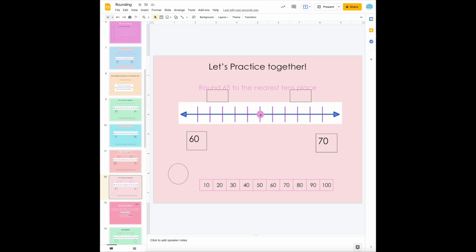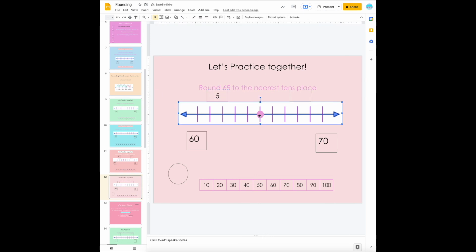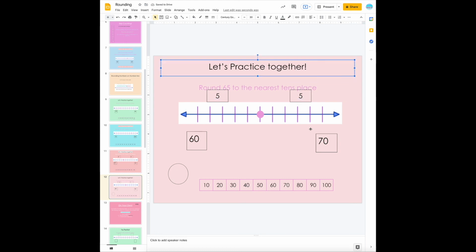Okay, so we're going to start at 65 and we're going to round down. So we go 1, 2, 3, 4, 5. Okay, so it takes 5 jumps to round down to 60. And we're going to try to round up to 70 now. 1, 2, 3, 4, 5. Now what happens when the jumps are equal? So I have 5 and 5.